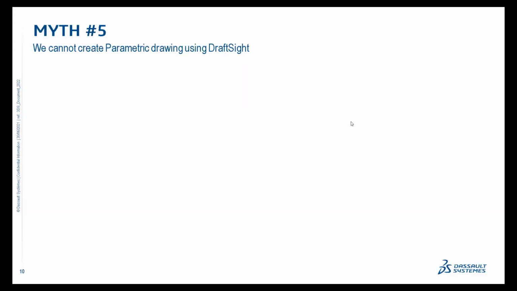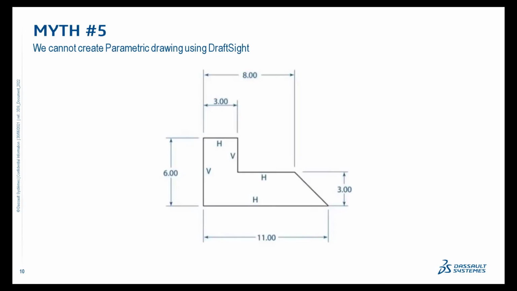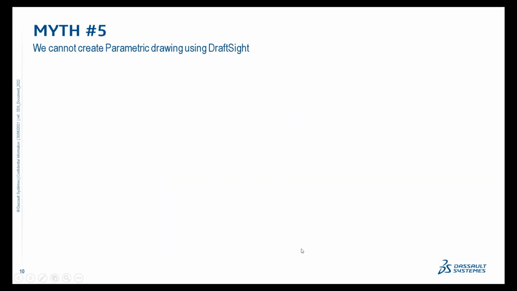And to the last and final myth of the presentation, we cannot create parametric drawing using DraftSight. This statement is so not true. For those of you who are not already familiar with parametric drawings, it is a method for designing with constraints. And why does it become important? Because parametric design lets you specify the key parameters of your project and make changes interactively with the model updating automatically. It can be used by engineers to make more efficient designs, explore more options, and optimize their designs.